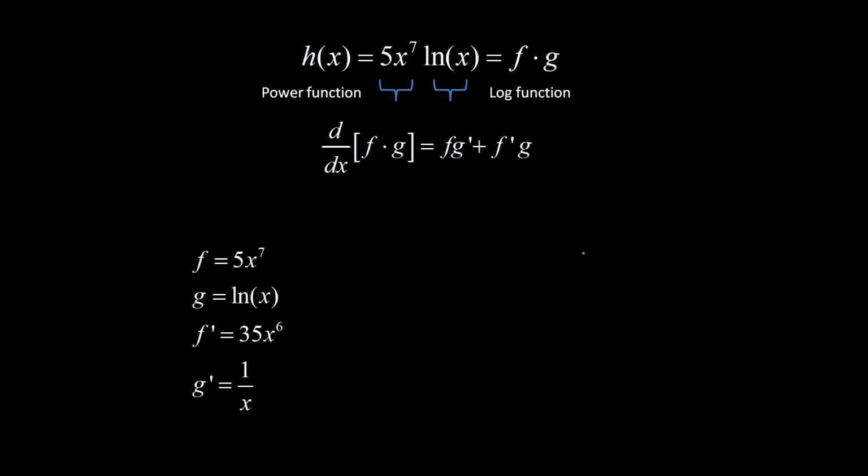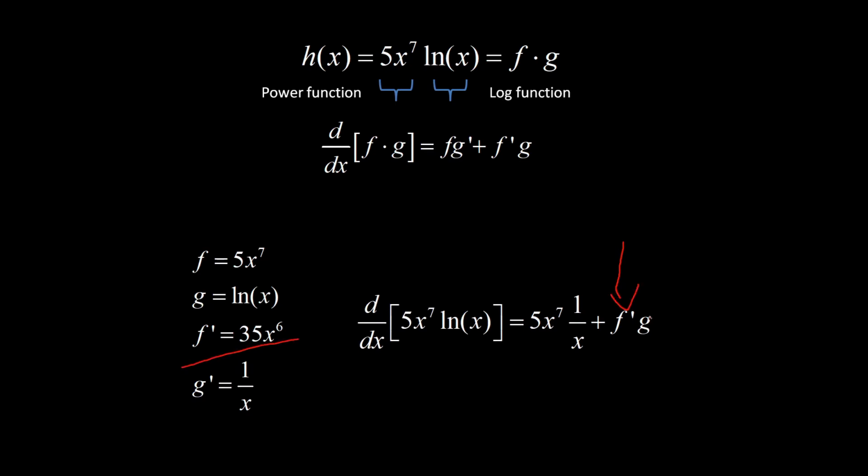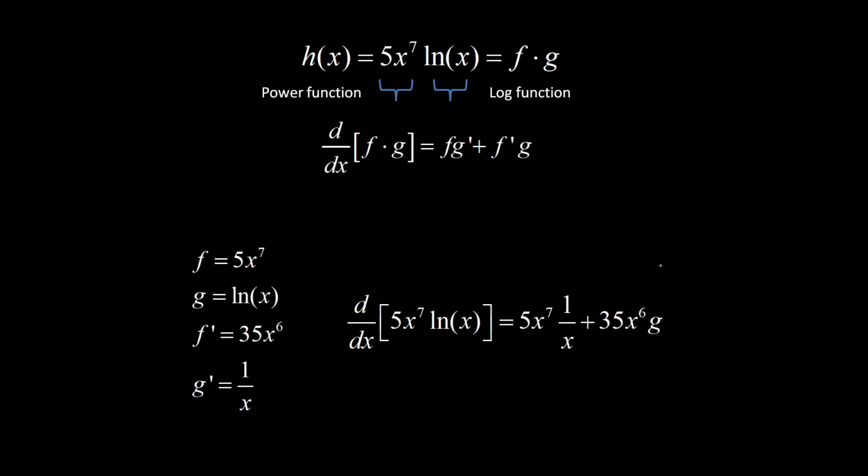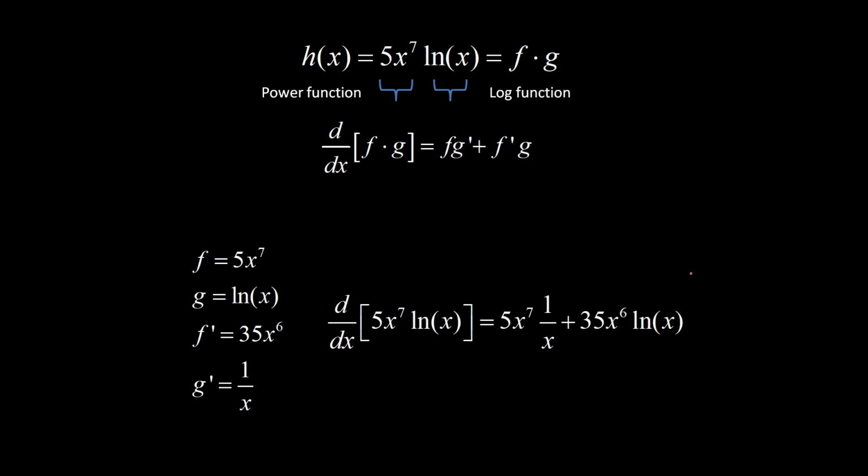Now that we have these pieces, we'll plug them into the product rule. So for f, we have 5x to the 7th. For the derivative of g, we have 1 over x. For the derivative of f, we've got 35x to the 6th. And for g, we have log of x. And there it is. We plugged everything into the product rule.